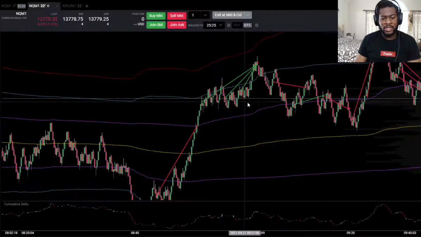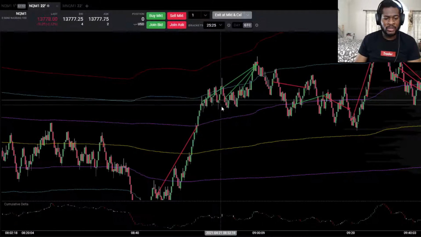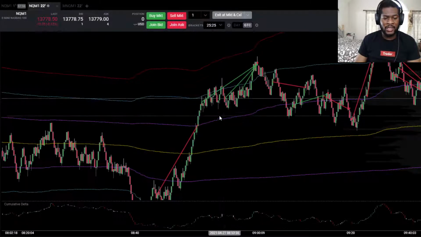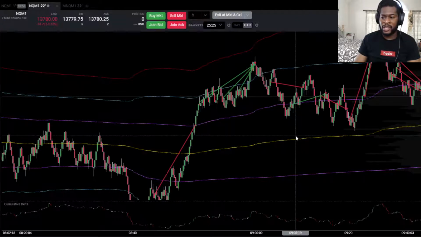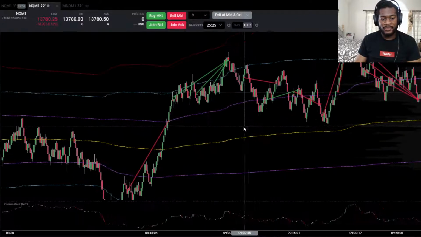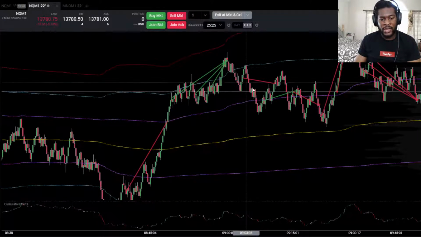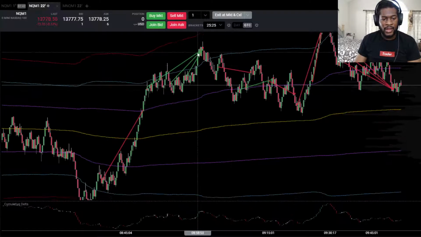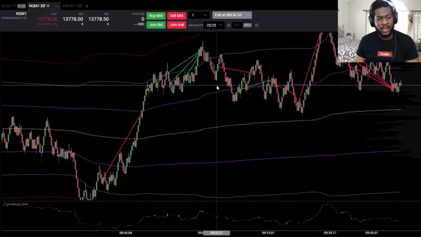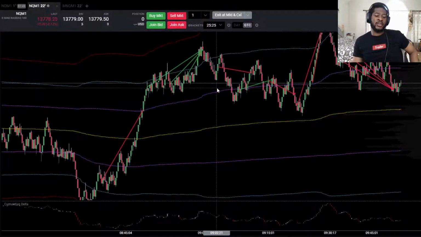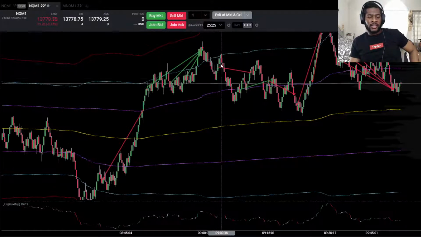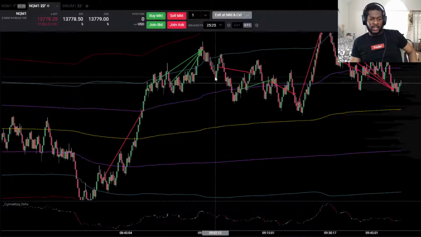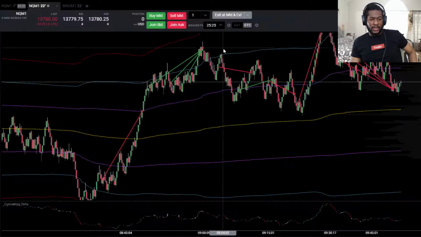Managed to scale some contracts long there. Normally I wouldn't trade at these highs like this. I usually would wait for a pullback, but I decided to change it up. So I did that, and that worked out. Then had a sell-off on the pullback. Again, usually I like to buy on these pullbacks and get whatever I can long.